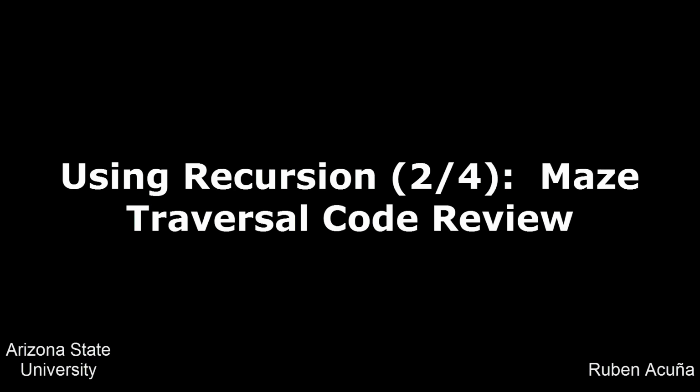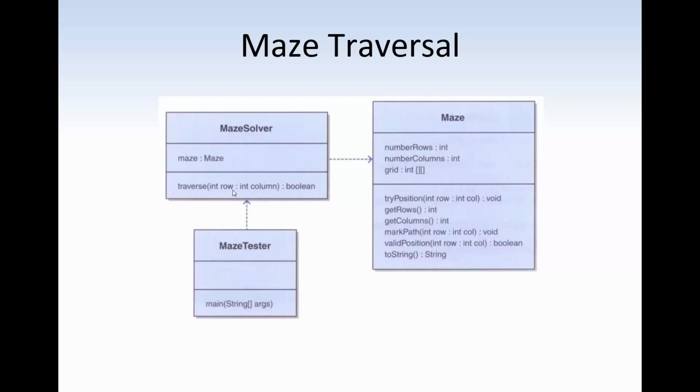So over here we have three different classes, right? There's some UML, this stuff over here, that describes the overall system. Overall, we're going to look at three different classes: maze tester, maze solver, and maze. Maze tester is just our main. It's going to load up our main and then start the recursive traverse method.